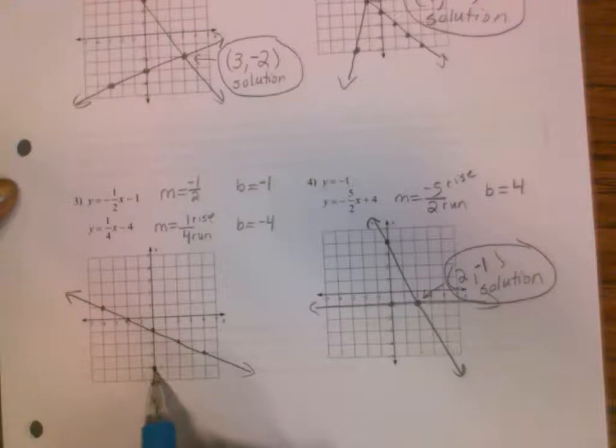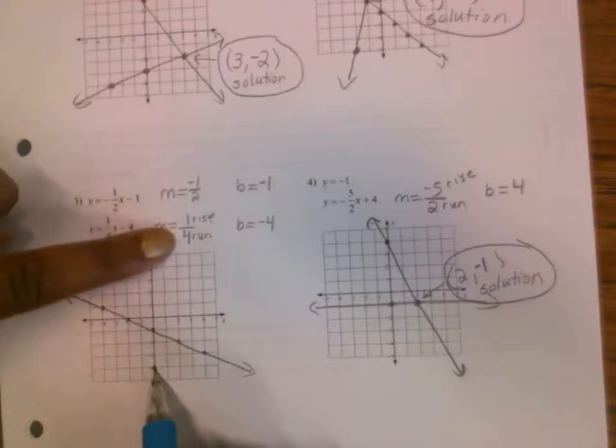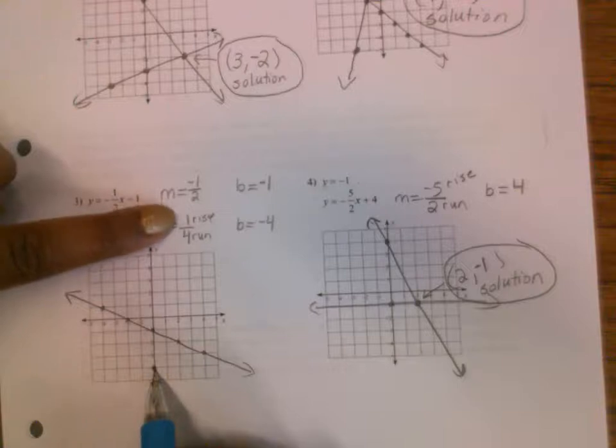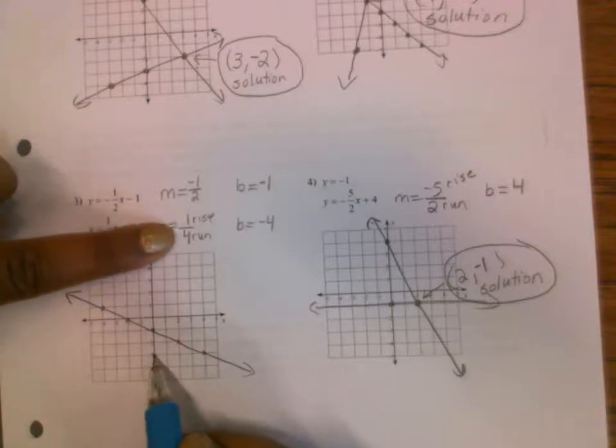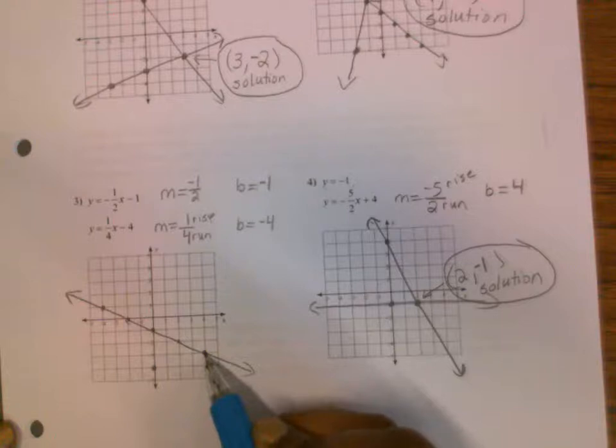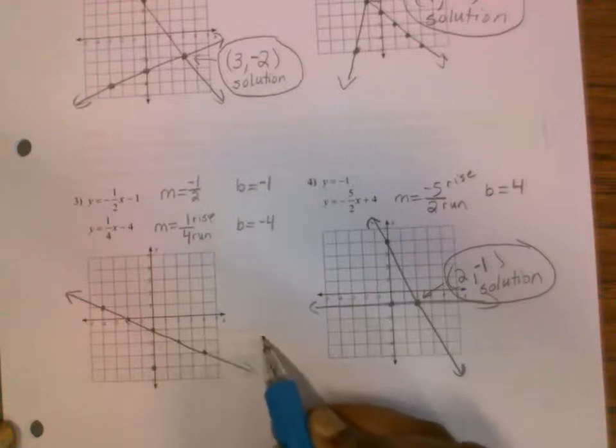I use my rise over my run. My rise is 1, so I go up 1. My run is 4, so I go to the right 4. 1, 2, 3, 4. I repeat the step again, go up 1 to the right 4. I'm out of space. Okay?